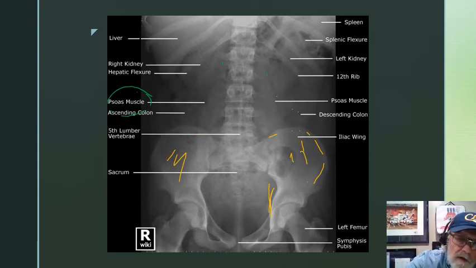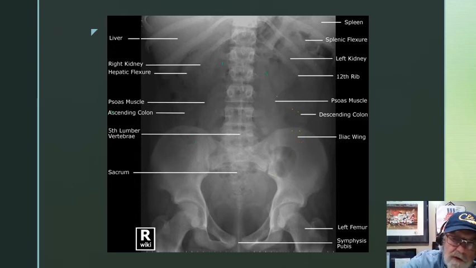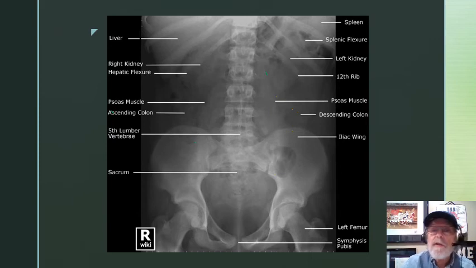So that's what they always look at. They look for, can you see a psoas shadow? If you get an x-ray down the road and they say, I don't see a psoas shadow, in somebody with abdominal pain, then you're starting to wonder if there are other things like pus or other fluid inside the abdomen.